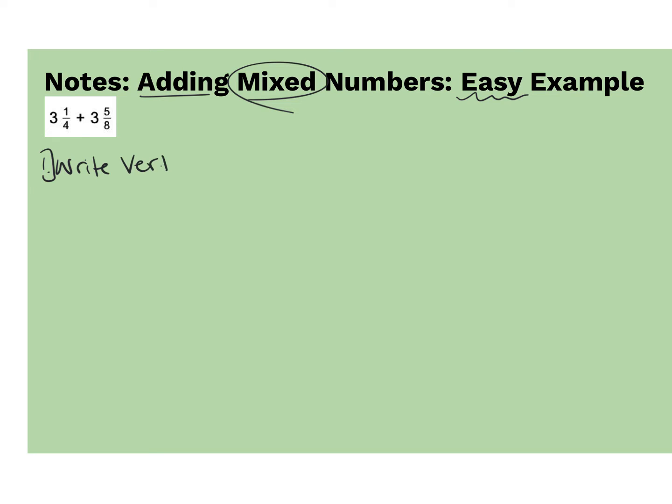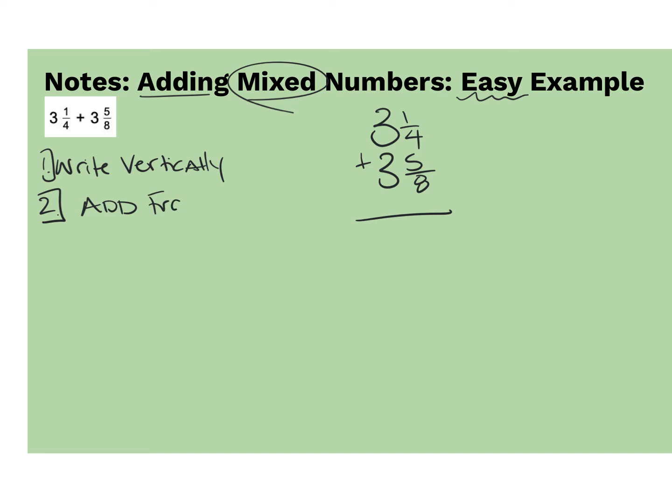Write vertically. So it'll be 3 1/4 plus 3 5/8. Okay? Then you're going to do what we learned yesterday. You're going to add your fractions, and if you have to find a common denominator, you're going to do all that. I'm not going to write that in the step because we already know how to do that. So add fractions.